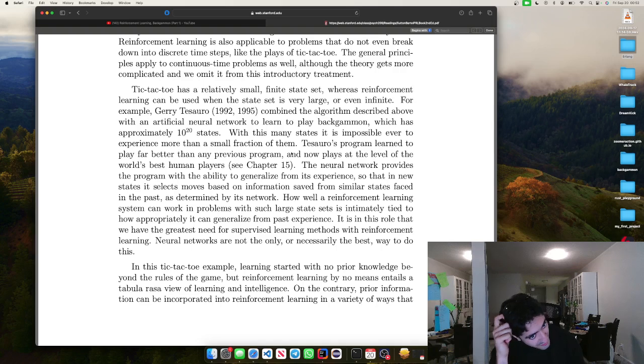The neural network provides the program with the ability to generalize from its experience, so that in new states it selects moves based on information saved from similar states.